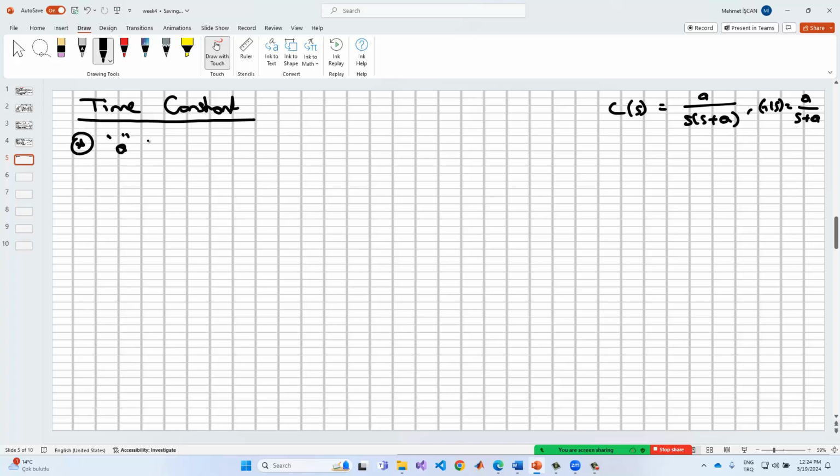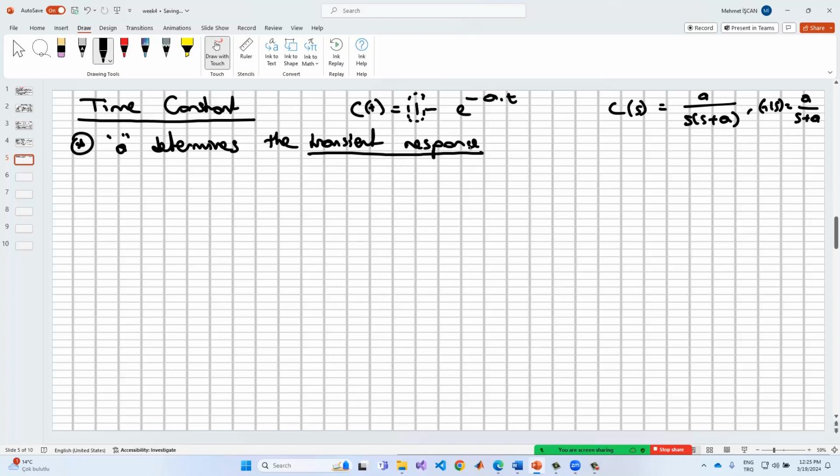And so a determines the natural response or the transient response, right? Because c(t) is equal to 1 minus e to the minus at. The 1 is always constant, but the changing part is this exponential term. This exponential term changes in time, which we call the transient response or the natural response.